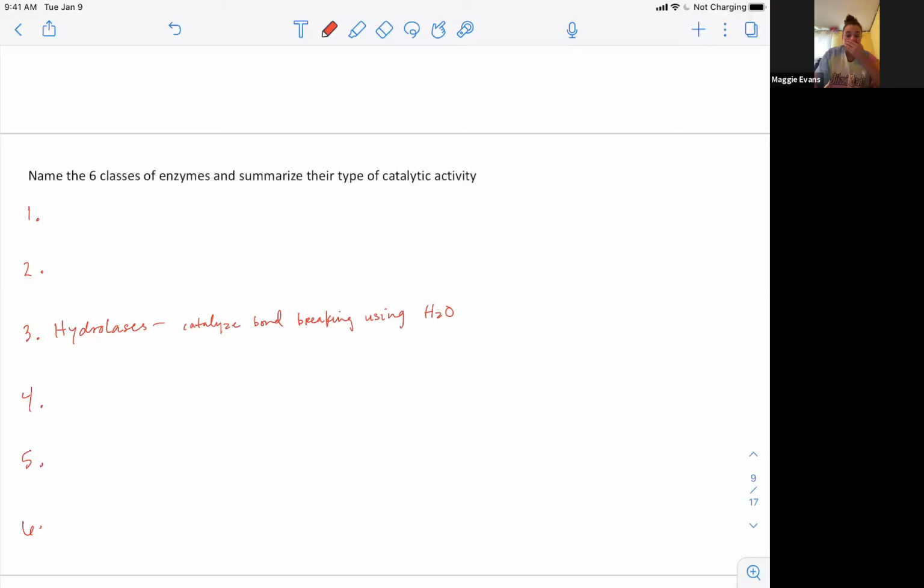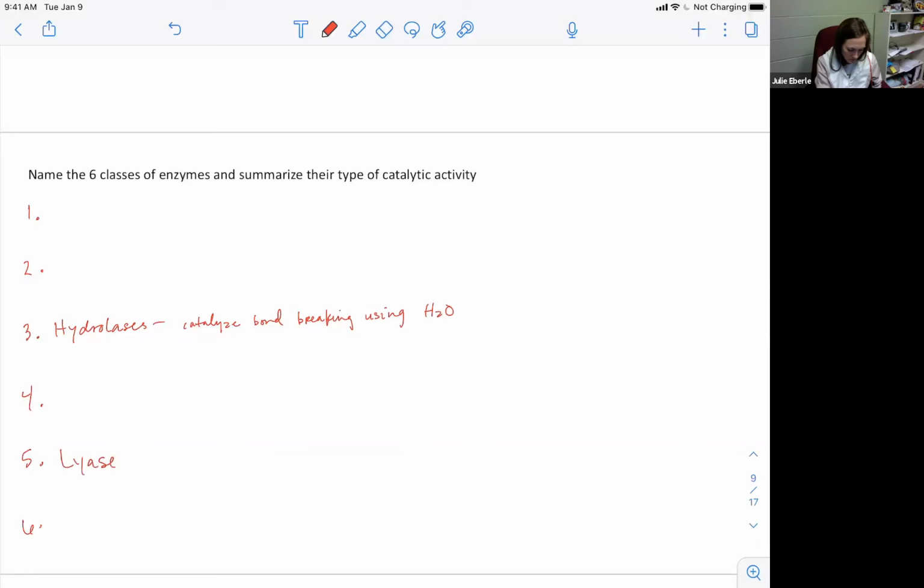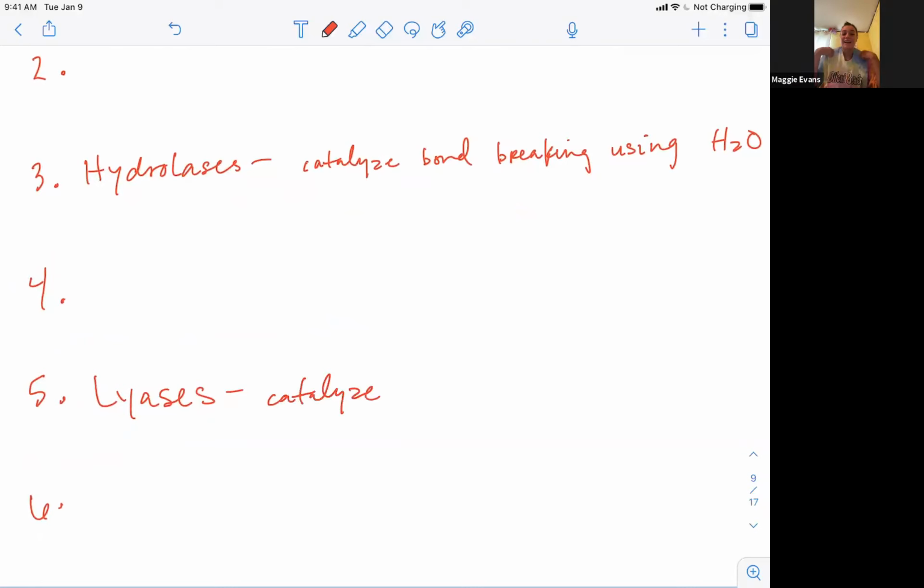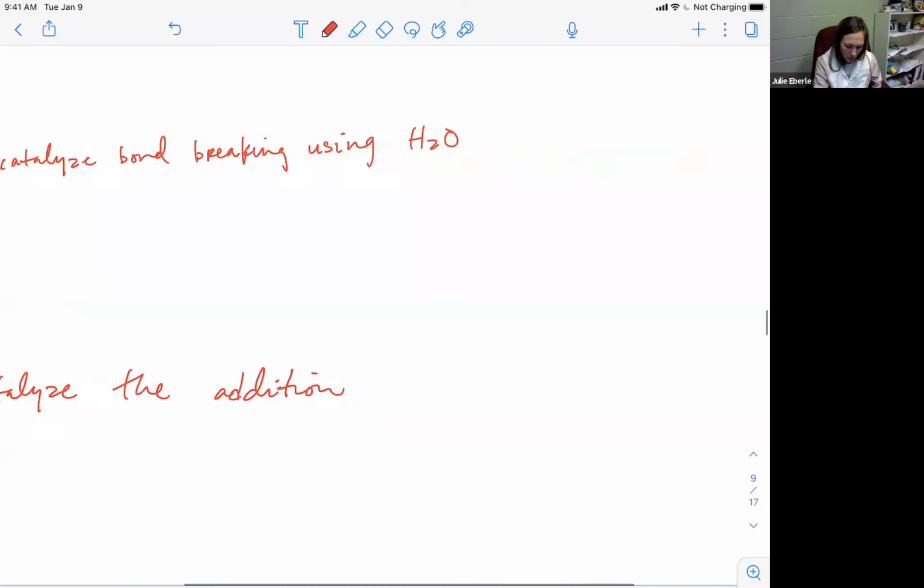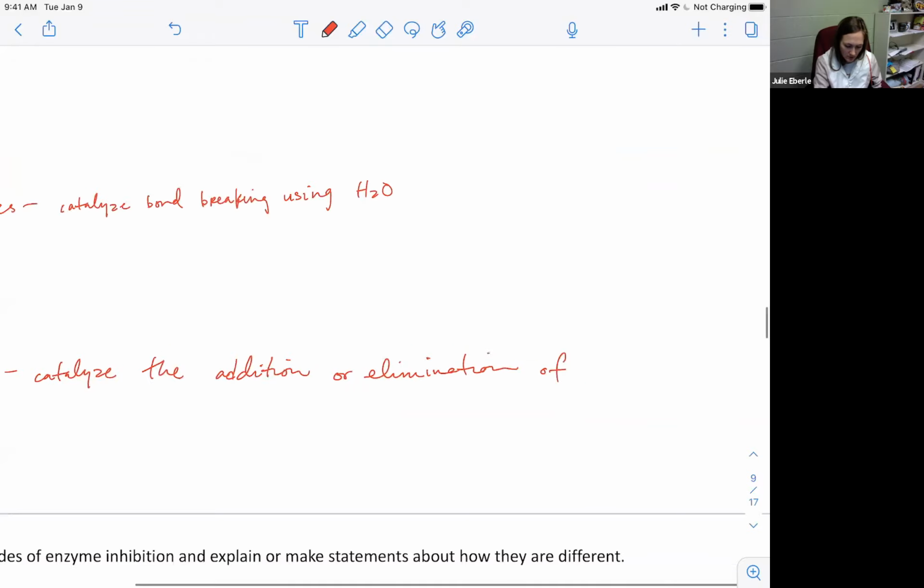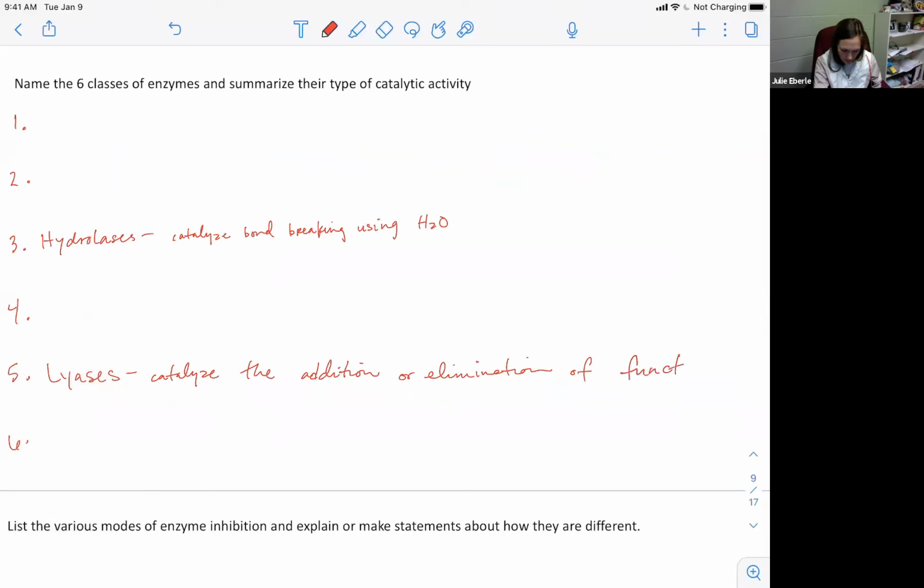Lyase. Now what it does: the addition or elimination of functional groups, without hydrolysis.